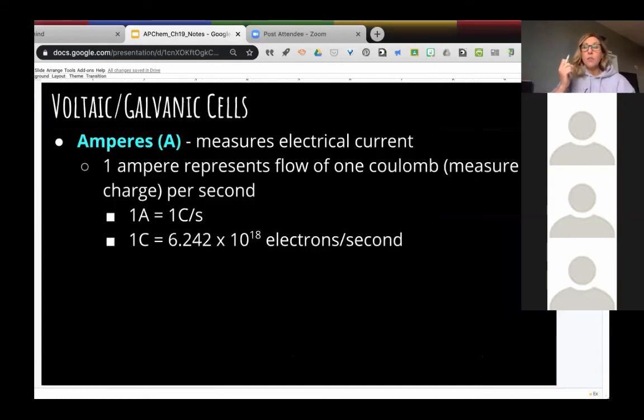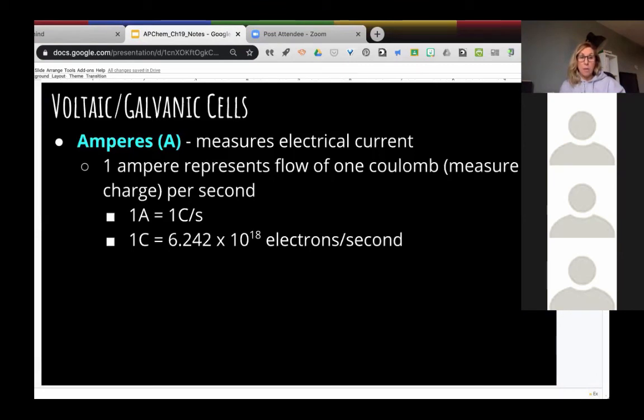When you have a voltaic or a galvanic cell, you can do some calculations with this. The main calculation you're going to want to do is figure out how much electricity, or how much current, you can generate. An amp is the flow of 1 coulomb, which is a measure of charge, per second. So when we measure electrochemical cells, we're going to use amps. An amp is a coulomb per second. That's what C divided by S means.